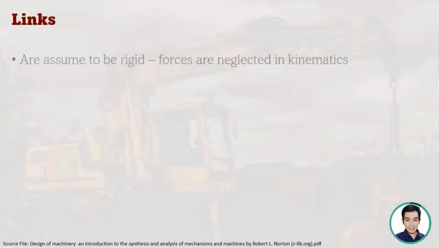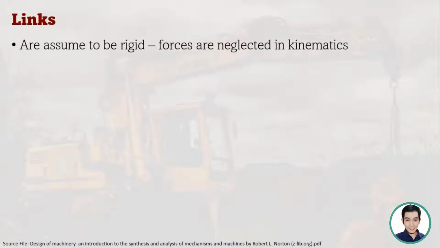So what is a link? Links are assumed to be rigid, wherein forces are neglected. So when we design the links, we neglect the effect of forces in the link. That's why we consider it as rigid. Rigid here means it does not change its shape, does not bend, because we neglect the effects of forces. That's also the simplicity in kinematics.